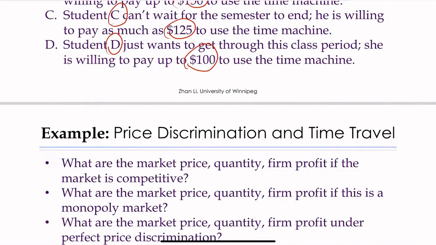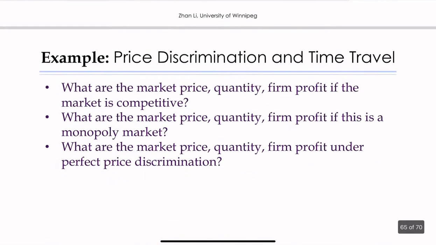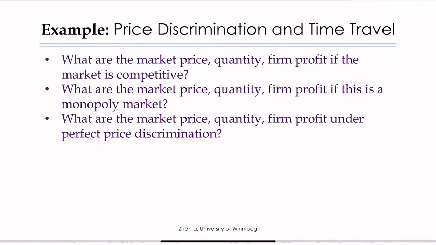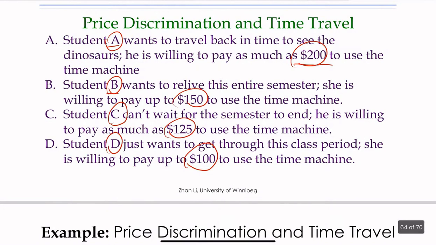Now let's see the questions. First, what are the market price, quantity, and firm's profit if the market is competitive? Second, what are the market price, quantity, and profit if this is a monopoly market? Third, the same question, but we assume the monopoly can do price discrimination. So let's first find out how we could use these numbers, right? You can see that this is actually a problem with very few numbers.